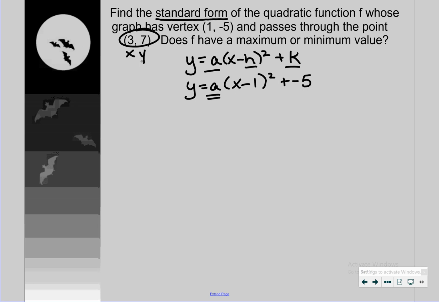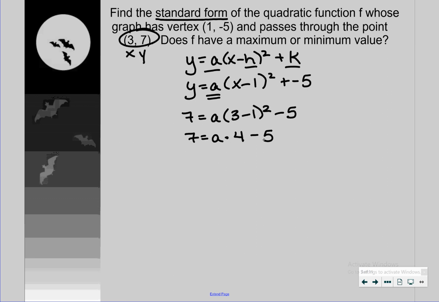Think about when we did our line problems, when we had a slope but we didn't have the y-intercept, we plugged a point in to solve for that y-intercept. If I plug a point in, it gets rid of the x and y, and I only have one variable left that I'm able to solve for. So that's what we're going to do. We're going to plug 7 in for y, and we're going to plug 3 in for x, and then we're going to solve for a, which is the last thing that's missing. So 7 equals a times, if I do 3 minus 1, just order of operations, do my parentheses first, I get 2, and then squared would be times 4, minus 5.